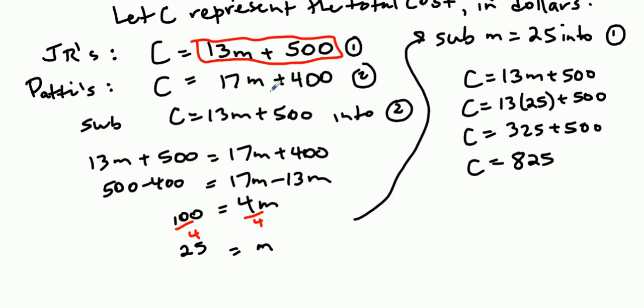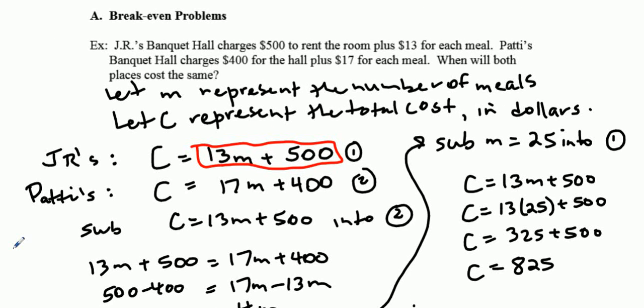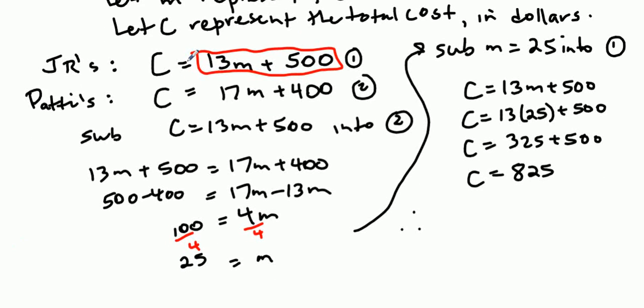Okay, so therefore, this is where I would caution you. Always go back and make sure you're answering the question that was asked. So I'm not just going to say the point of intersection is 25, 825. I'm going to say, it says, when will both places cost the same? So it's not asking how much does it cost. It's asking how many meals will we have to serve for the cost to be the same.